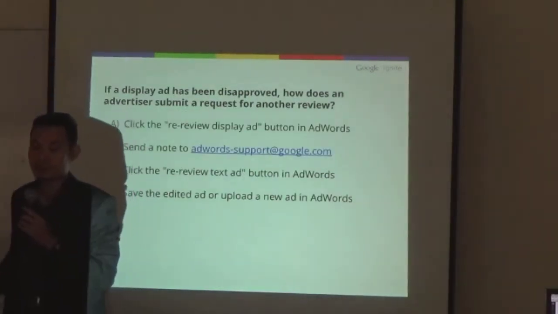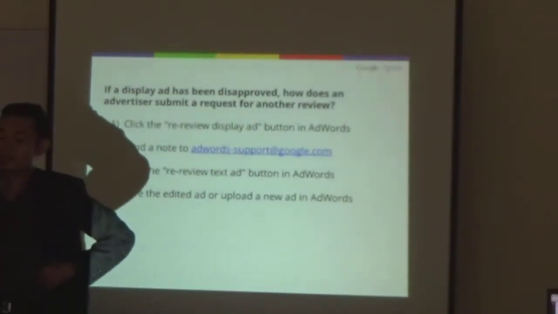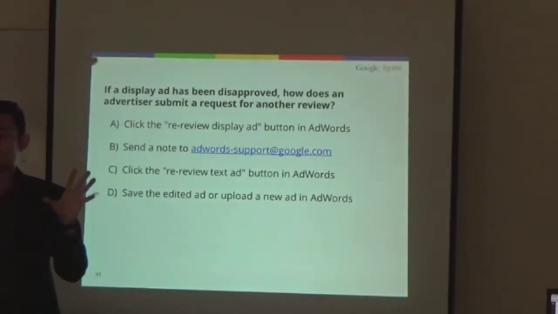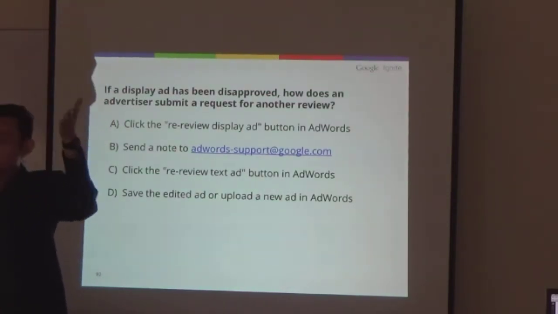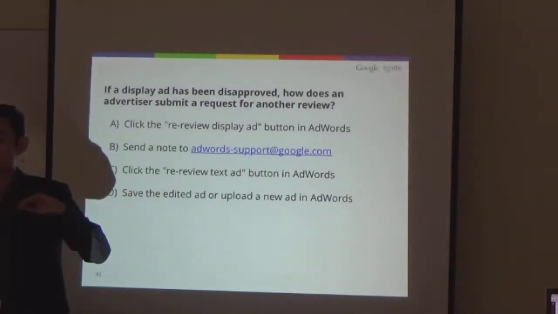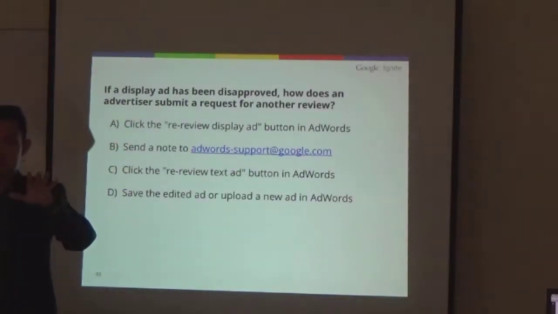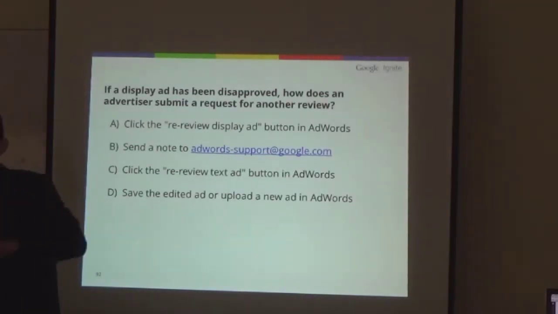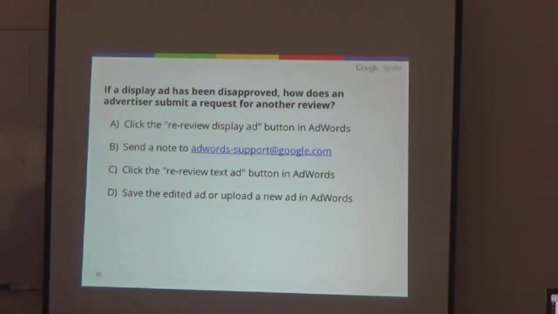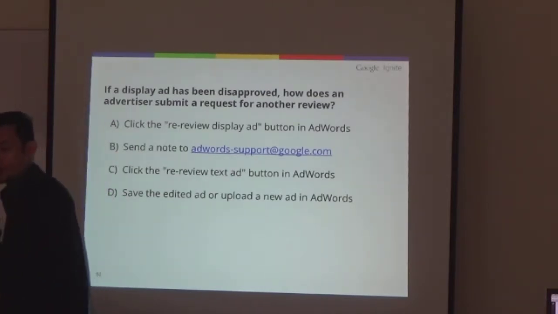Yeah. Next question: if a display ad has been disapproved, how does an advertiser submit a request for another review? Your ad, for example, is disapproved. You do this drop-down menu, but it doesn't work. So you send it back to your developer and say, you know what? Hey, Mr. Creative Guy, change it. If you don't have that technology or you don't know how to do it, just make a simple one. So when you have done the edits, what do you do next? Send a note to Adwords-support@google.com.